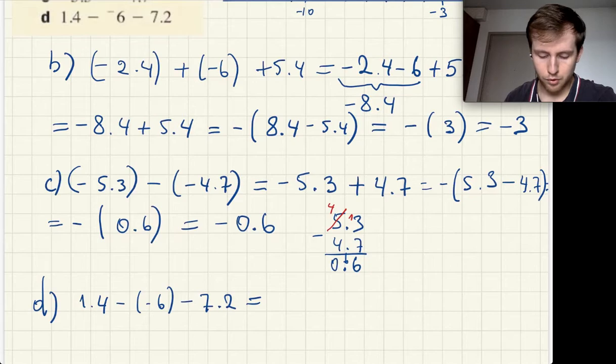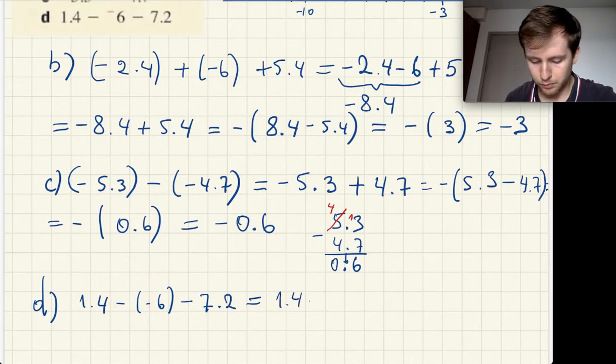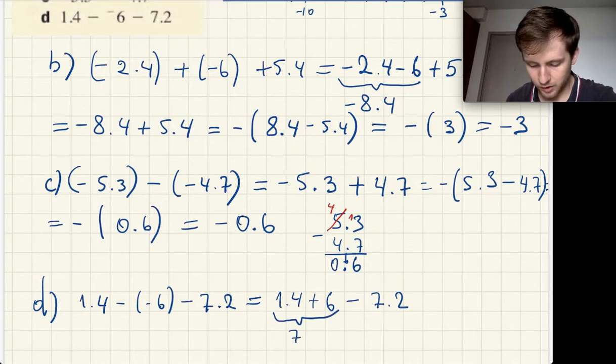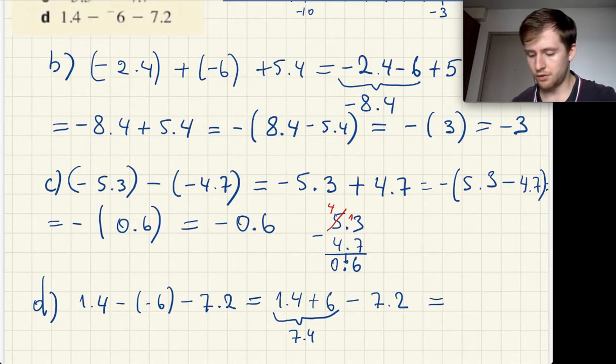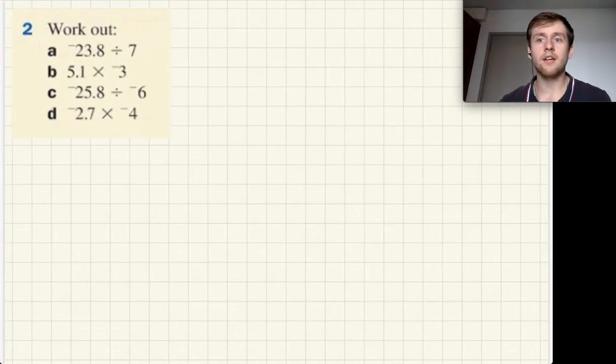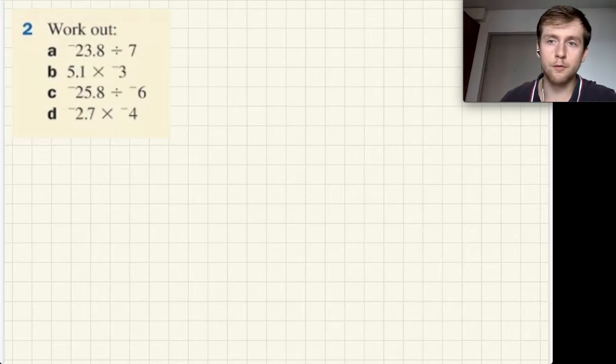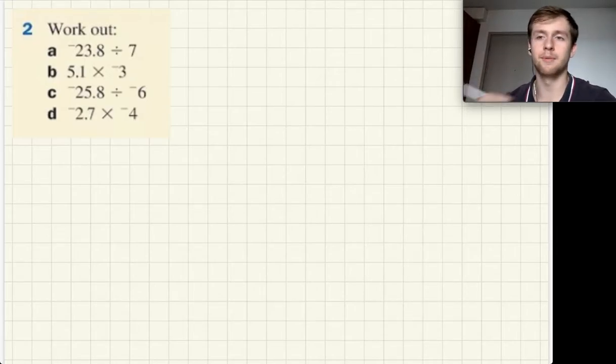So what is it equal to? We have minus and minus. That would give us a plus. So 1.4 plus 6 minus 7.2. We can do this part first. So 1.4 plus 6 is 7.4. And 7.4 minus 7.2. Okay, that's actually pretty easy. It's 0.2. So yeah, 0.2. Okay, next thing is division and multiplication of negative and positive numbers with decimals.